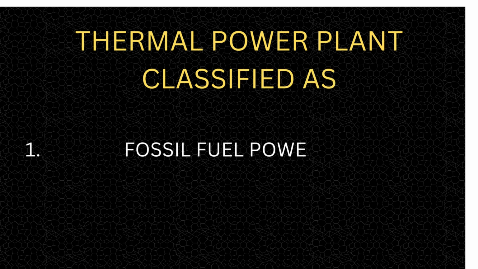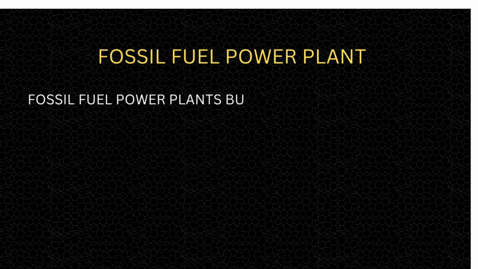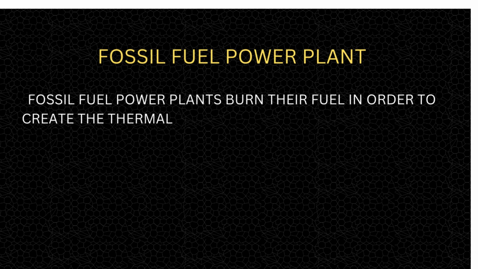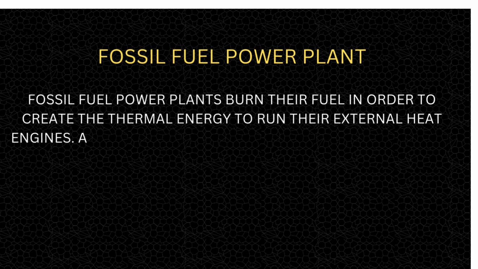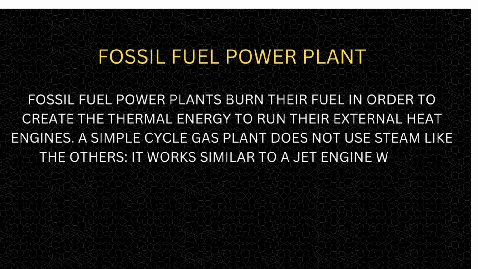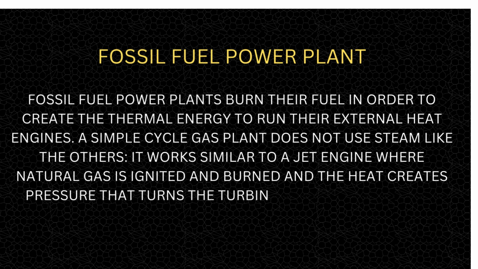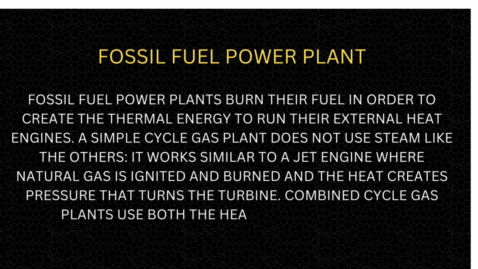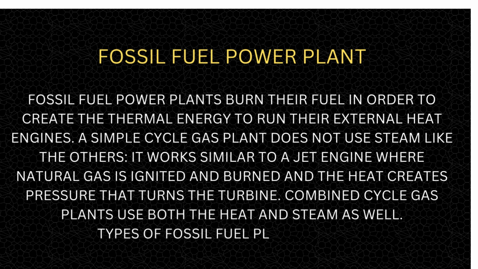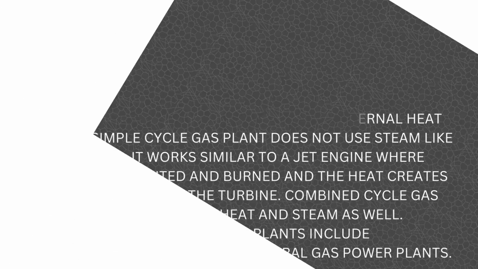Thermal power plants are classified as fossil fuel power plant, nuclear power plant, and solar thermal power plant. Fossil fuel power plant. Fossil fuel power plants burn their fuel in order to create the thermal energy to run their external heat engines. A simple cycle gas plant does not use steam like the others. It works similar to a jet engine, where natural gas is ignited and burned and the heat creates pressure that turns the turbine. Combined cycle gas plants use both the heat and steam as well. Types of fossil fuel plants include coal-fired power plants and natural gas power plants.